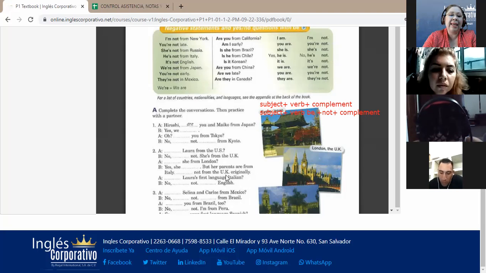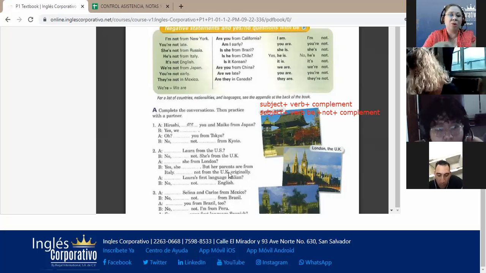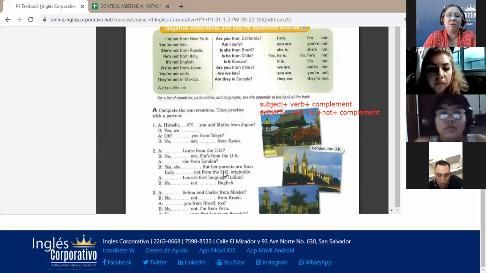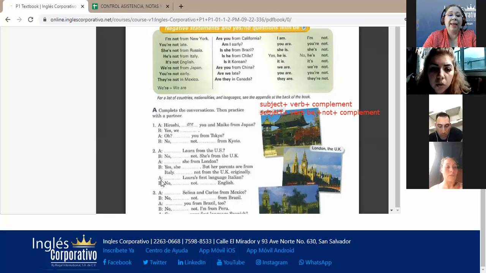The United Kingdom sería Inglaterra, ¿verdad? Con sus otros reinos unidos, ¿verdad? United Kingdom. Originally, right? So they are English, right? They are English. And Laura, she's English. A ver. Is not she from London? Ah, she's not. She's not from, she's the UK.